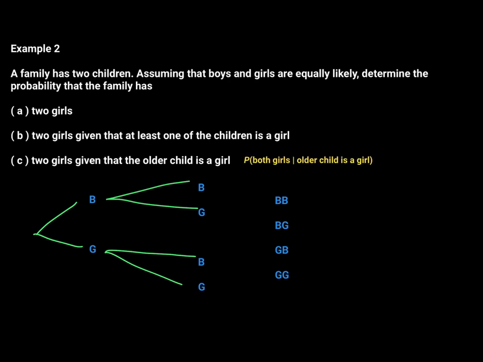So the probability of both of them being girls, given that the older child is a girl. Look at your sample space. There are only 2 possible outcomes where the first child, the older child, is a girl. So that means our denominator in this probability, let me move this equal sign over here a little bit, will be 2. There's 2 possible outcomes, right? And only one of them is the one where they're both girls.